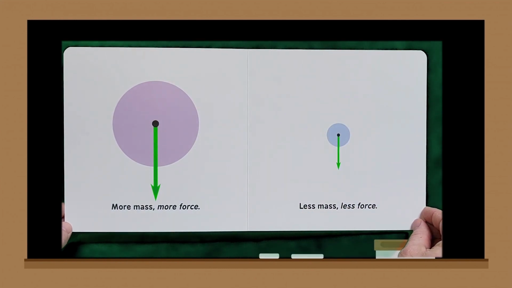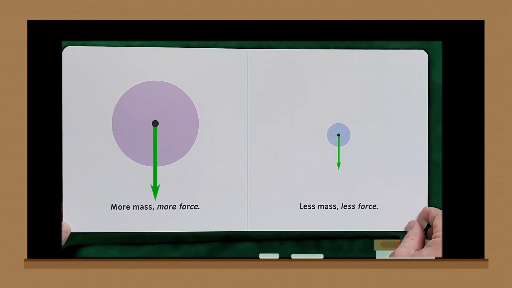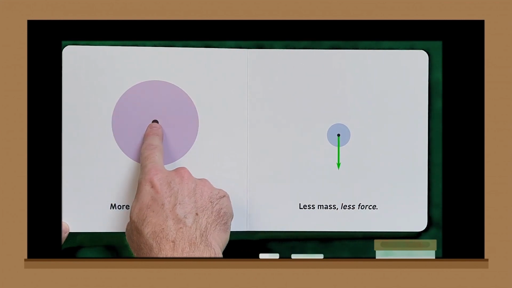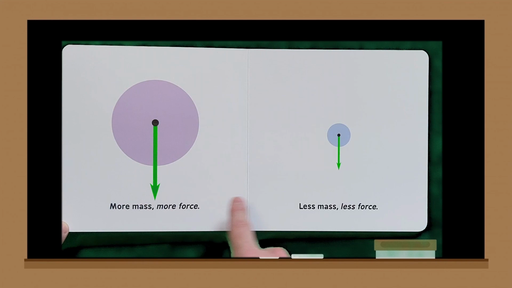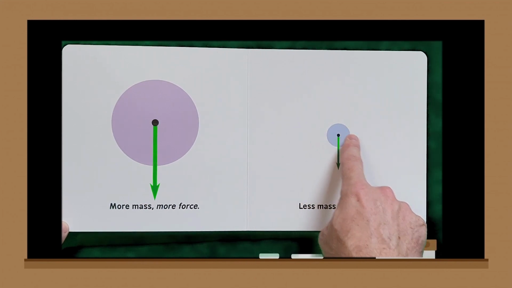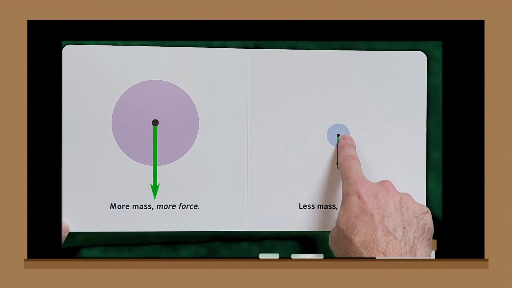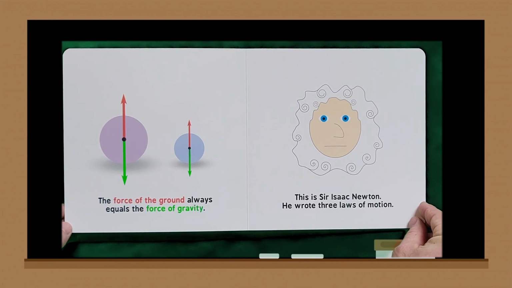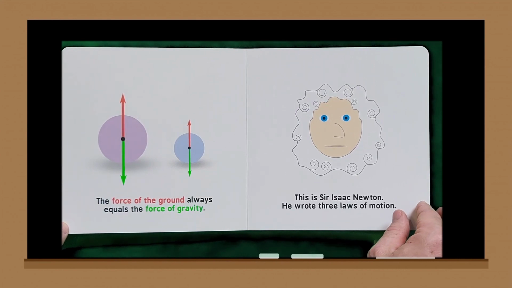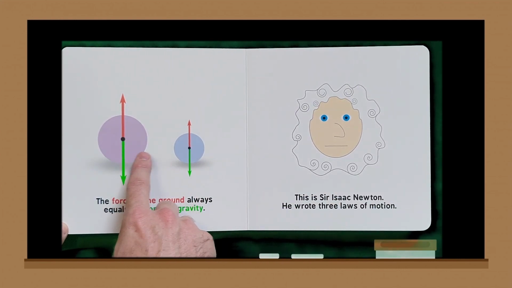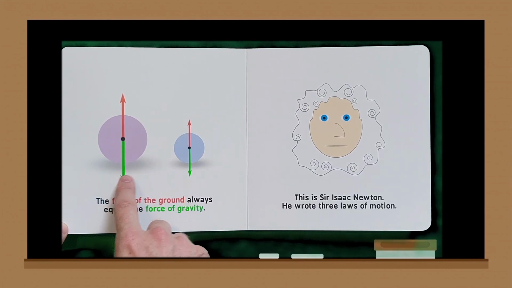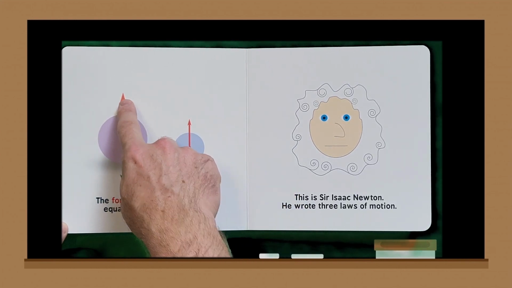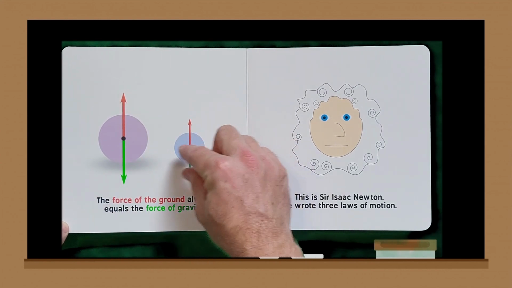More mass, more force. Less mass, less force. See how the ball with more mass has a bigger force arrow? And the smaller ball with less mass has a smaller force arrow. The force of the ground always equals the force of gravity. See the two balls? They have different mass, but the force of gravity and the force of the ground for each ball is the same.